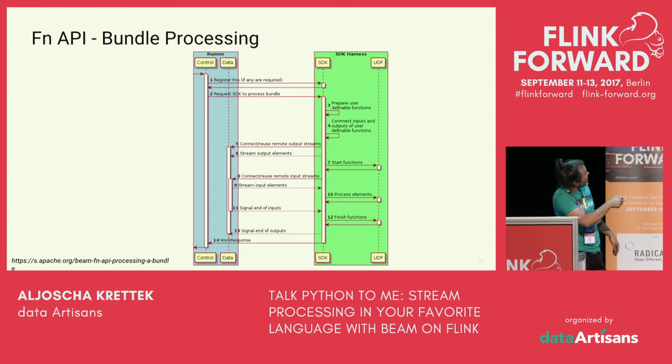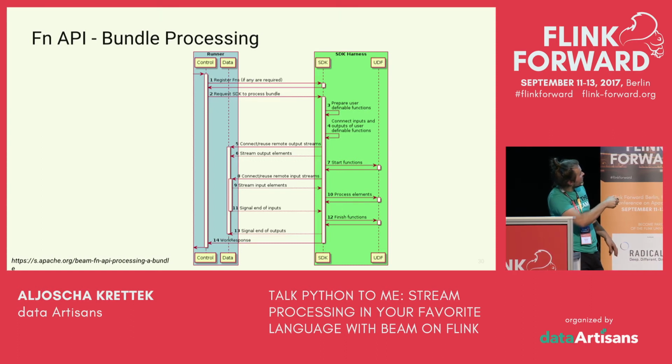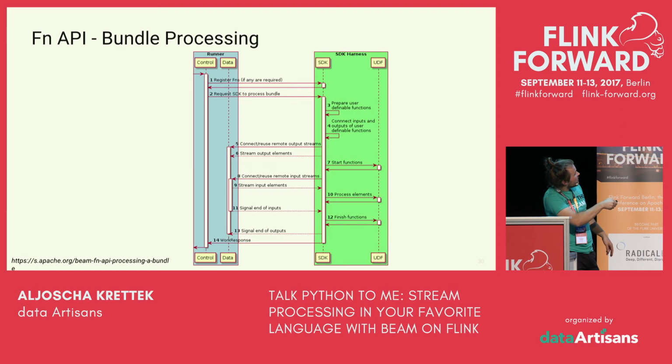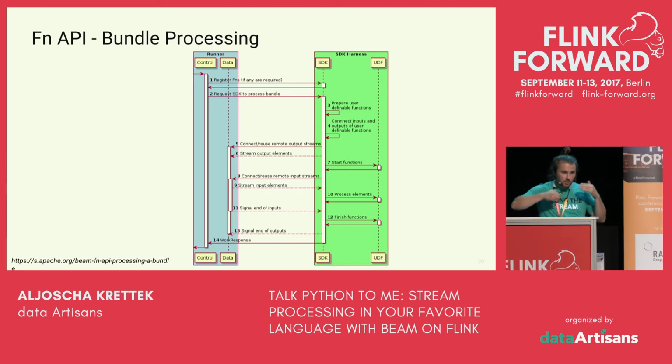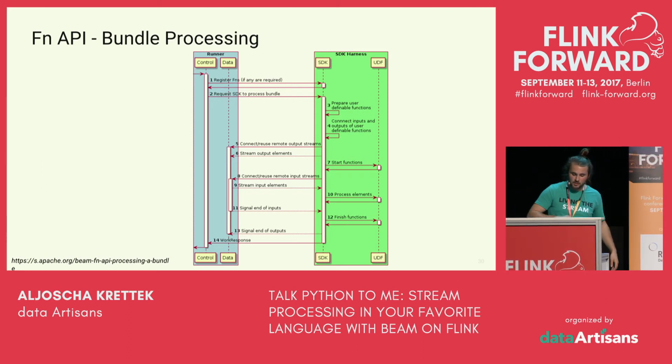So it would use the control plane to register any functions that it might want to execute. The harness would initialize these functions. It would initialize a connection over the data plane for receiving and sending data. The harness would be responsible for starting these functions, for sending data back, and here it's just processing elements. At some point, it signals the end of computation for that bundle of elements that the runner specified that it should process, and then it returns the result, and then the runner can output those results to a downstream operation.